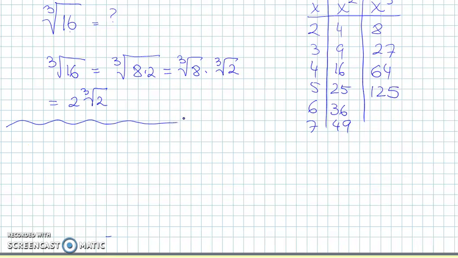If I'm using variables, I will use the same principle. Let's say the cube root of 128 x to the power of 5. Again, since this is a cube root, I'm going to look at how I can rewrite 128 as a product of one of these numbers here and something else.